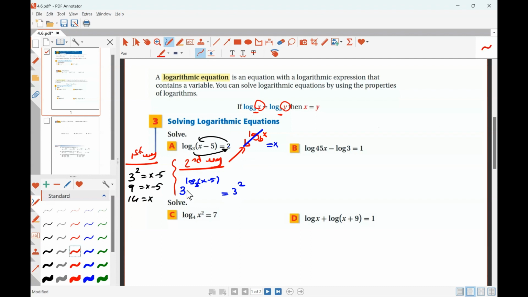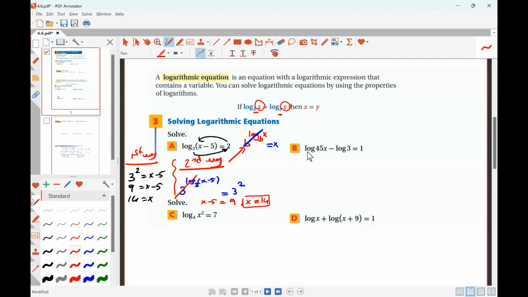So these bases will cancel each other. 3 and the log base 3 will cancel each other. We will be left with x minus 5. x minus 5 is 3 squared, which is 9. Bring negative 5 over. x is equal to 14. The same result. It doesn't matter what method you use, you'll get the same answer.